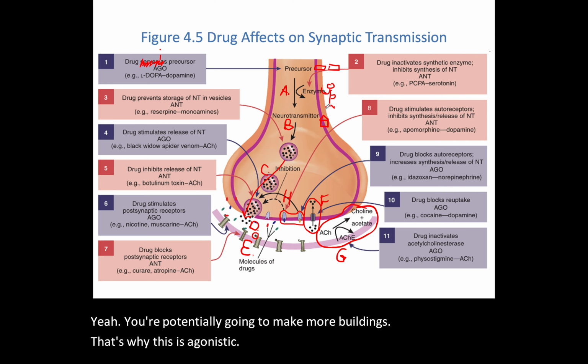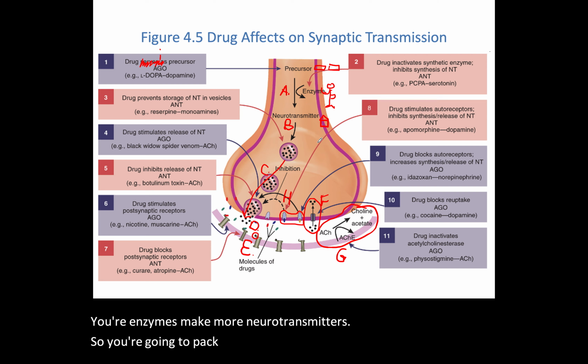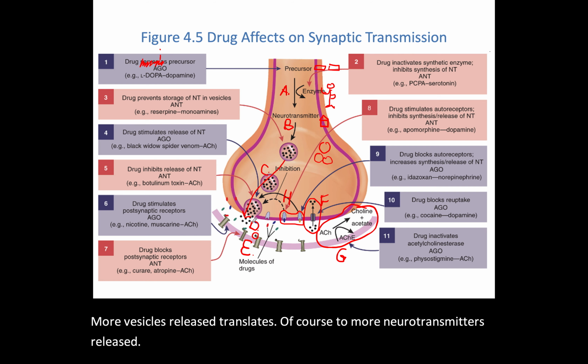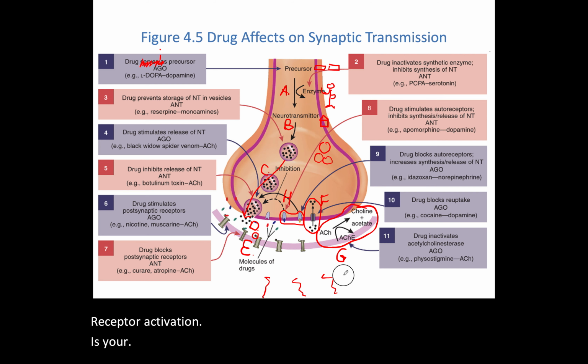Let's continue because it's a domino effect. I give you more blocks, your enzymes make more neurotransmitters. So you're going to pack more vesicles. That means more vesicles will be released per action potential. More vesicles released translates, of course, to more neurotransmitters released. The more neurotransmitters get released, the more receptors can get activated. And receptor activation is your agonistic signal.